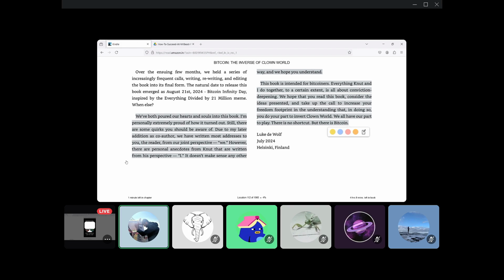This book is intended for Bitcoiners. Everything Nut and I do together, to a certain extent, is all about conviction deepening. We hope that you read this book, consider the ideas presented, and take up the call to increase your freedom footprint, in the understanding that in doing so, you do your part to invert clown world. We all have our part to play. There is no shortcut, but there is Bitcoin.